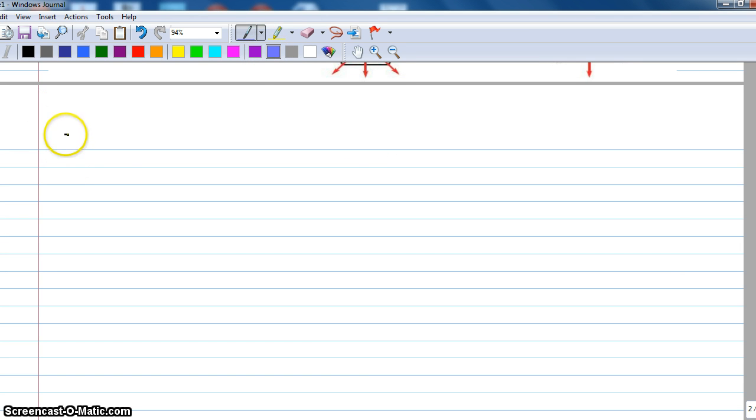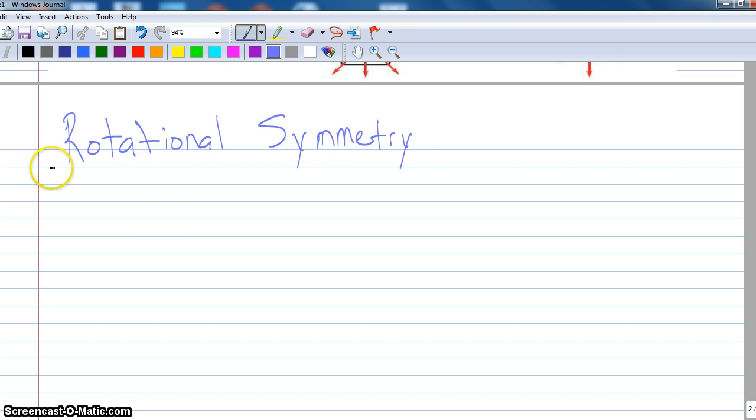Rotational symmetry. The easiest way to explain it is to look at the 2 words. We're going to have a picture, an object, a diagram, whatever, and we are going to rotate it. So we're going to rotate it first, and we're going to compare it to the original. If it's symmetrical, then we're going to say it has rotational symmetry.